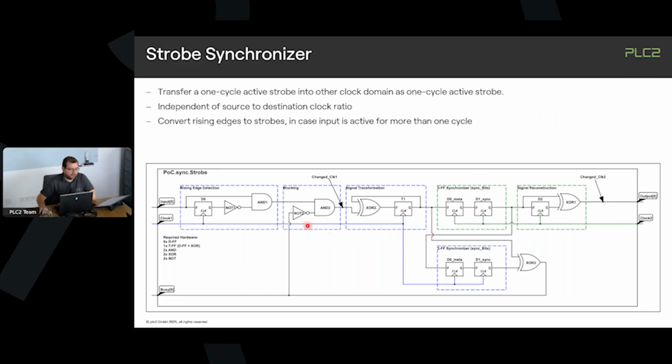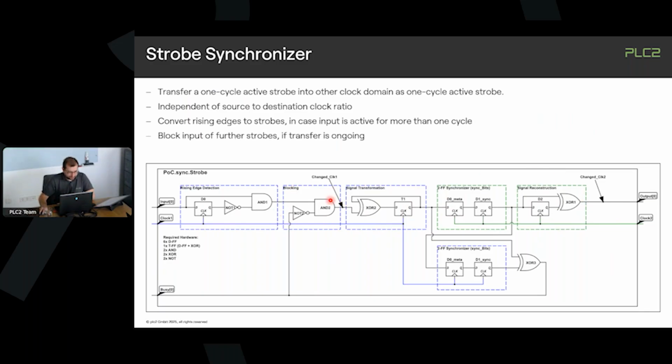In case the input is not a clean strobe signal, we have some kind of protection in here. So we have a rising edge detection, which is a D flip-flop with an inverter and an AND gate. So we are converting long-time stable signals with rising edges to strobes, which can then be carried over to the output side.